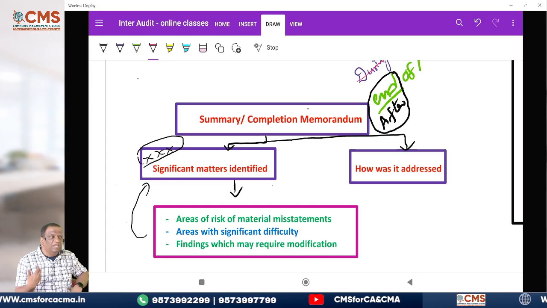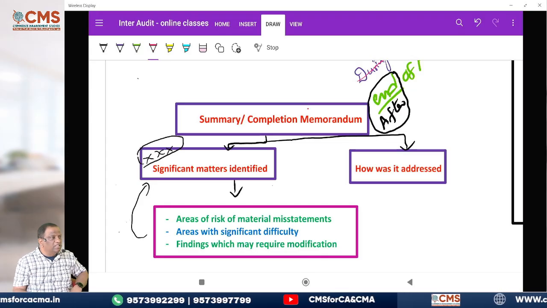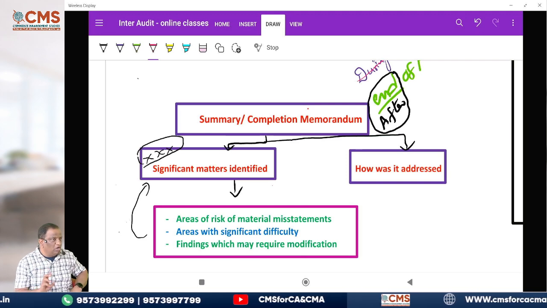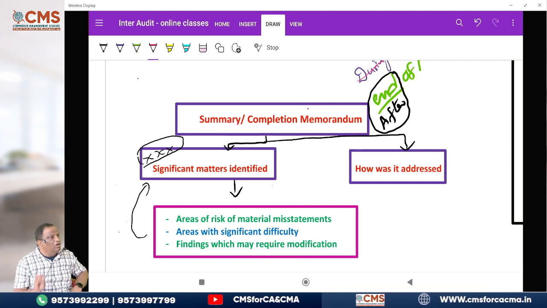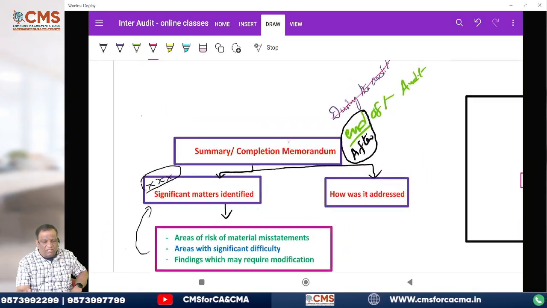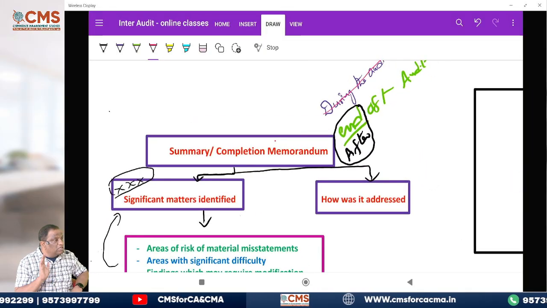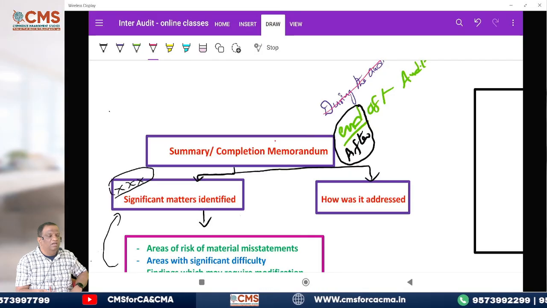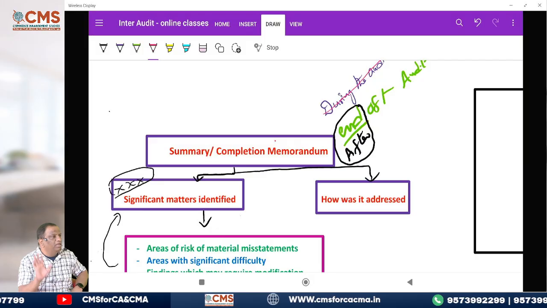So this is happening. Auditors are not able to recollect. That is why they are saying, once you complete your audit, prepare this completion memorandum, which is also called a summary memorandum. I should prepare this at the end of the audit, after the audit, not during the audit, because if I do it while I'm auditing, I can't complete. Once you complete it, then prepare the summary notes.